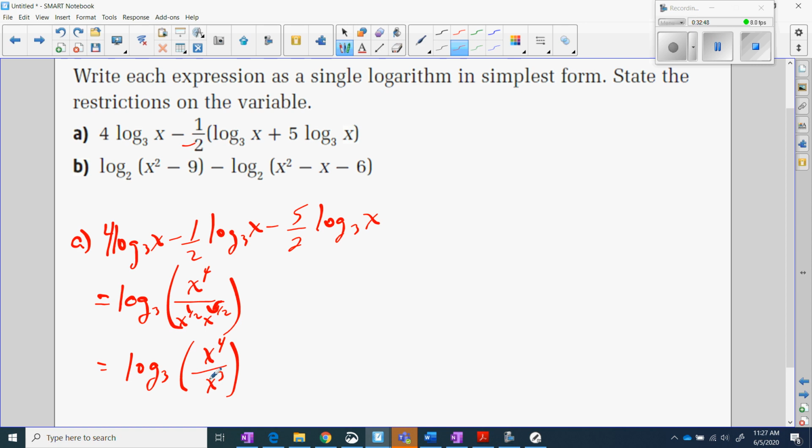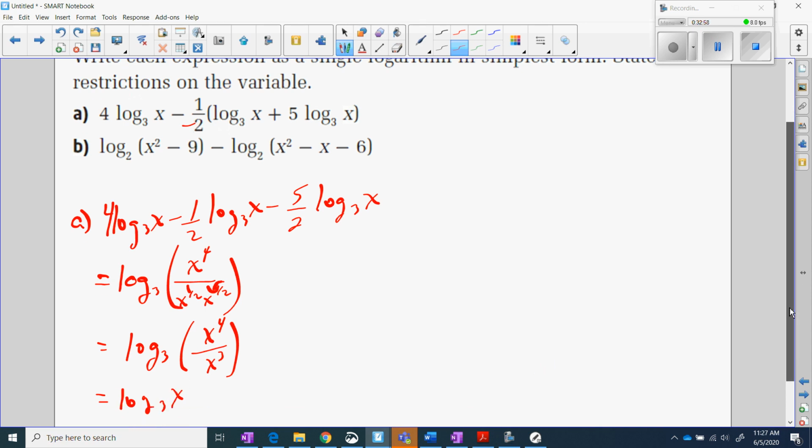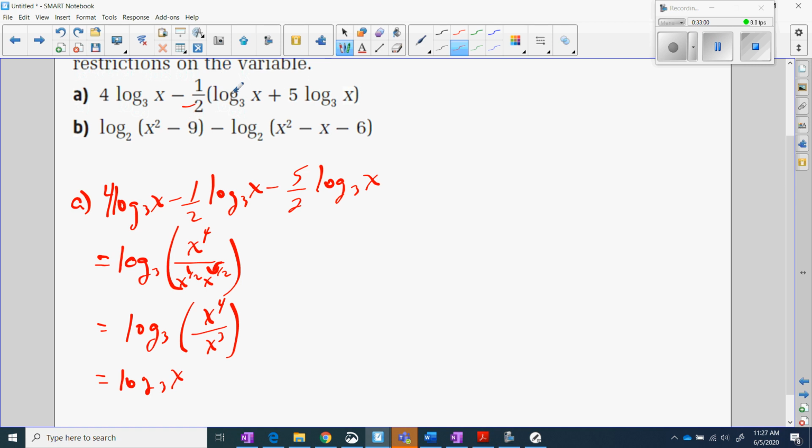These are both base x's, so I can use my laws of exponents and say that this is the log of x to base 3. That would be the simplified version of that expressed as a single logarithm. What you could have done, logarithms are like variables. See how I've got log of x to base 3, log of x to base 3, log of x to base 3. I can just collect those together.